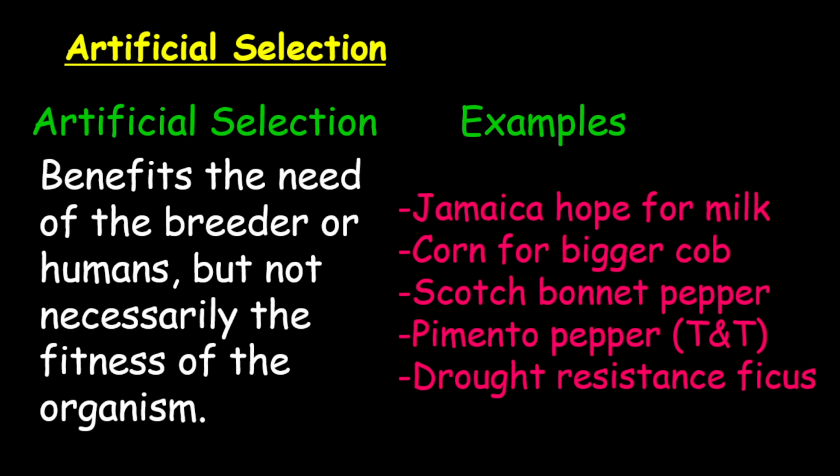For example, the Jamaica Hope was developed for milk production. We have corn for a bigger cob. We developed that over a period of time, made it look better, and so on. We have Scotch bonnet pepper that was developed for heat and flavor. And we also have the pimento pepper. I don't remember the correct name for it, but the pimento pepper from Trinidad is a long red pepper, really flavorful, but there's no heat. So a person who likes the taste of pepper but can't mind the heat will consume the pimento pepper, because they benefit from the flavor, but there's no heat to make them a little bit uncomfortable.